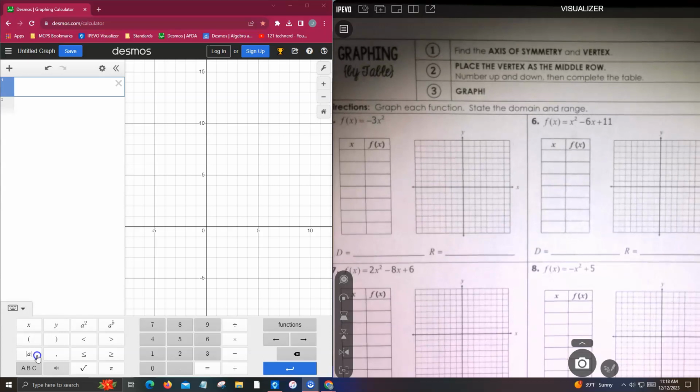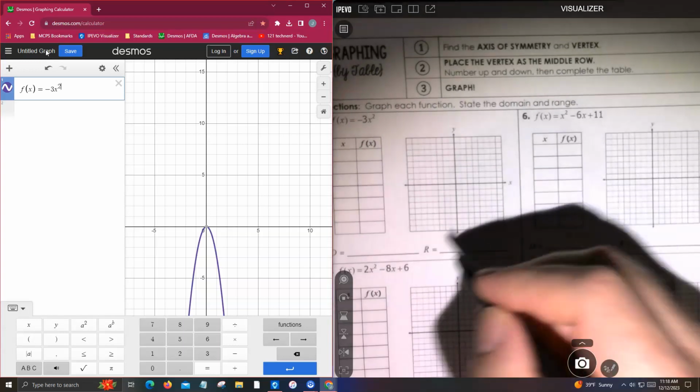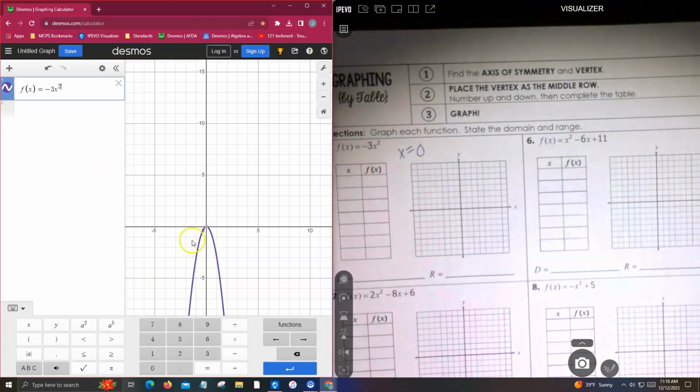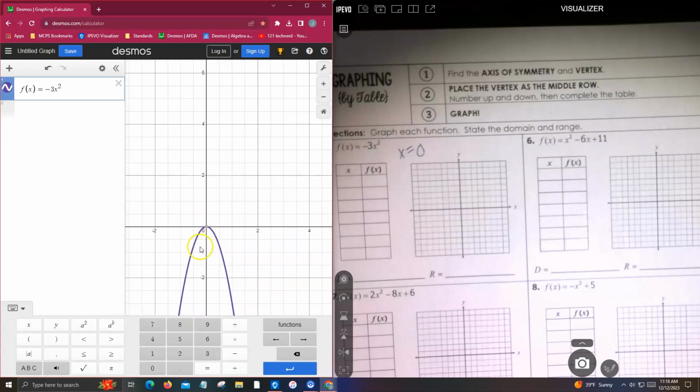All right, so we're going to put that in our Desmos over here. f(x) is equal to -3x squared. We know that our axis of symmetry is going to be x equals 0, again because over here, that's where it is. That's the axis of symmetry. Remember, we can zoom in on it. It's the thing that cuts the shape in half.